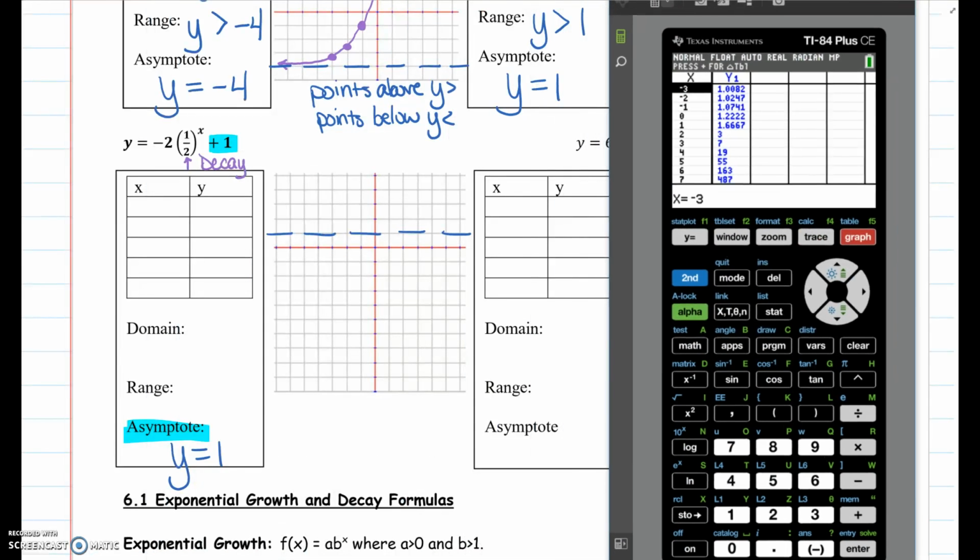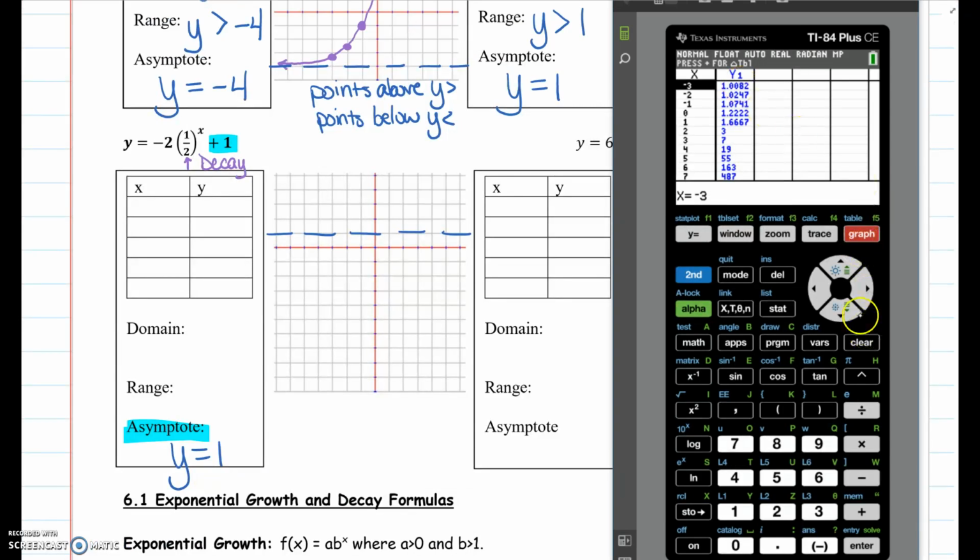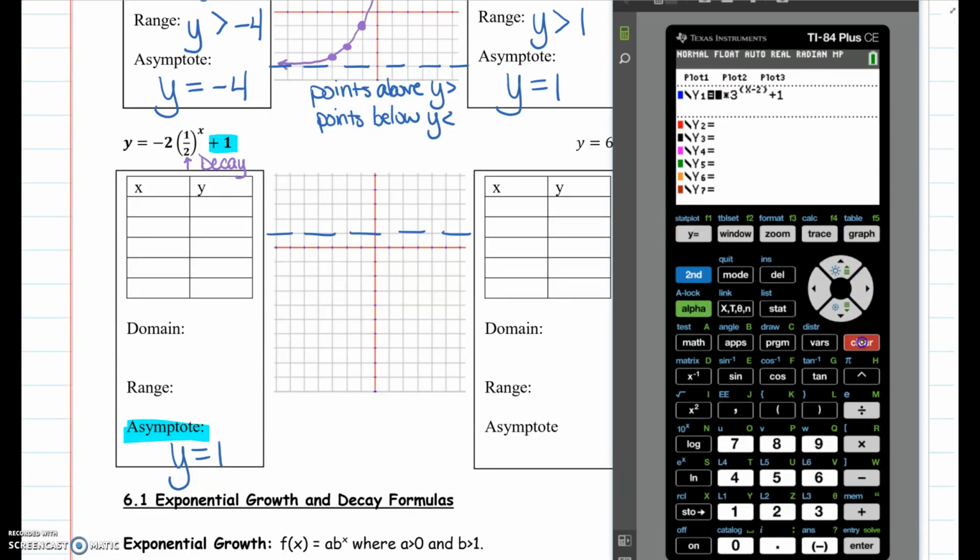We need to enter this new equation into our calculator. Y equals button, clear out the old. Parentheses are your friend. I would enter this the same way it's written on the paper. -2, parentheses. For 1/2 in the graphing calculator, just do 1 divided by 2. 1/2 is 1 divided by 2. Close your parentheses, raised to the x, and then +1.